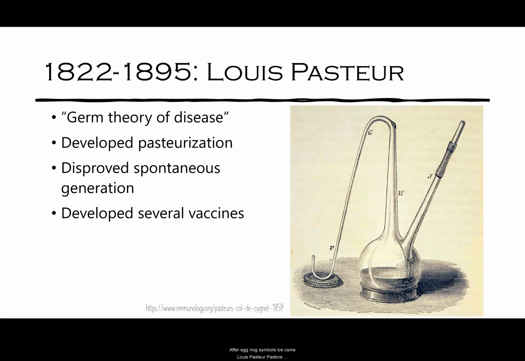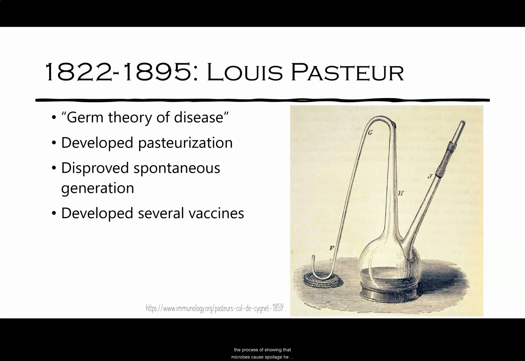After Ignaz Semmelweis came Louis Pasteur. Now, Louis Pasteur did a lot of different things and made a variety of different discoveries. But one of the more important things that he did is that he showed that microorganisms did not spontaneously show up in liquid broths, but instead they came from the air. They came from particles that were brought into broths and into foods from the air. And what this did is it disproved what's called spontaneous generation, the idea that microbes could just appear.